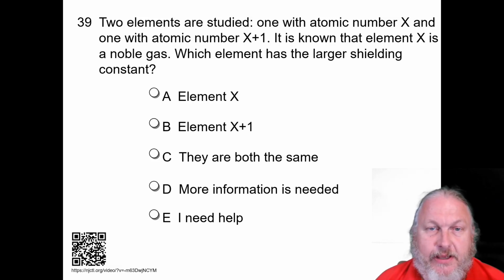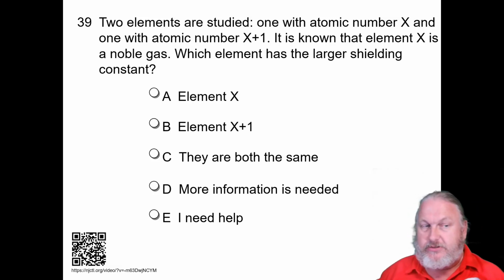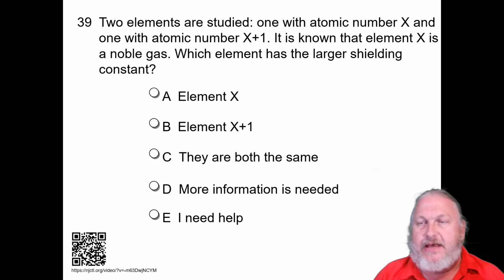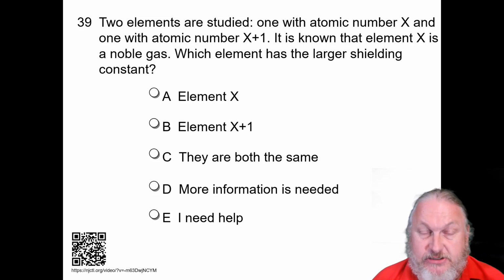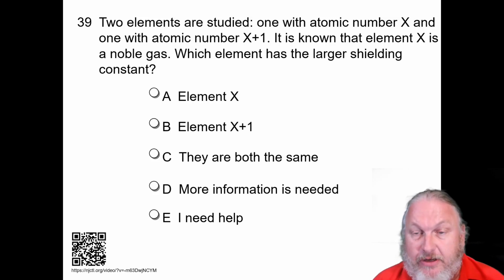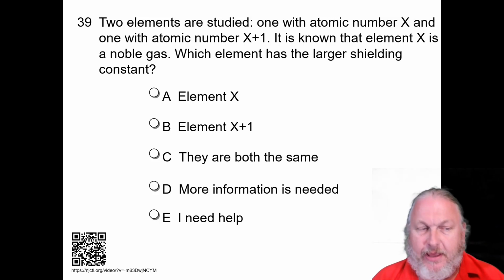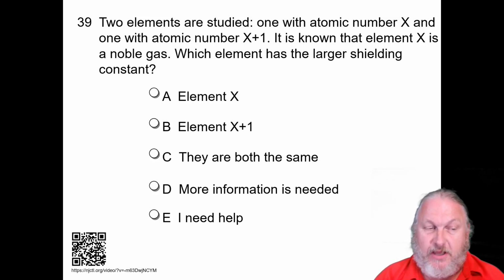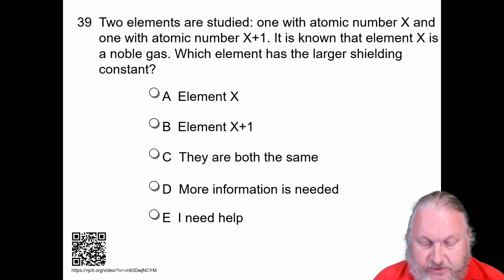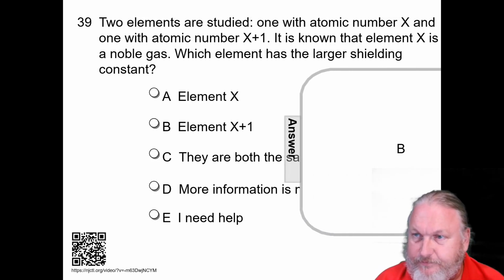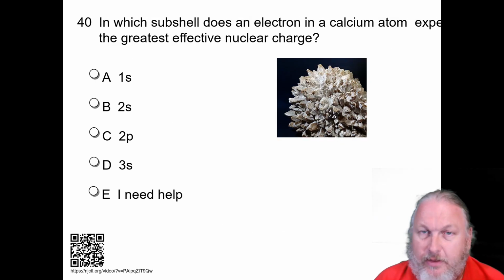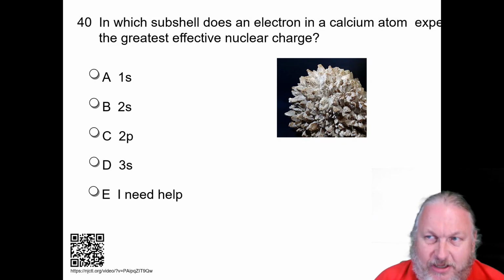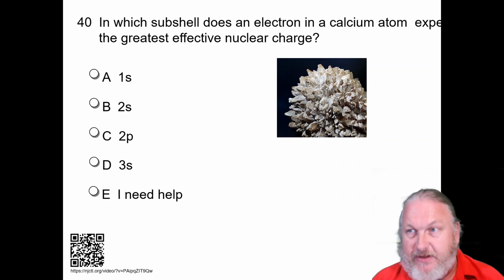Two elements are studied, one with atomic number X and one with atomic number X plus 1. It is known that element X is a noble gas, so it's in group 18. Which element has a larger shielding constant? Well, it is a noble gas, so you're going to go down in energy level, so that would be element X plus 1. The next proton would put it in a different, higher energy level. That would be B.